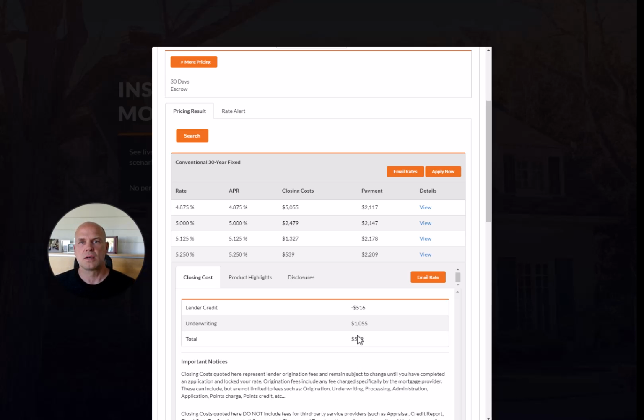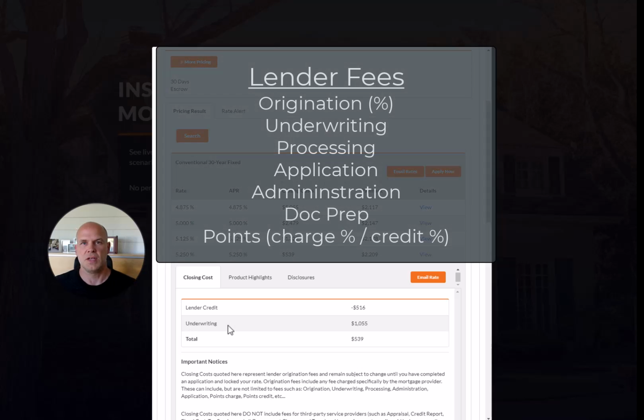Well, you may see quotes from other places that have additional fees. They might have a processing fee, an administration fee, an origination fee. They might have an admin fee or a doc prep fee. All of those fees that come specifically from the lender should be grouped all together here as fees, lending fees, right? So we don't have them broken out into all of those different names, but we do have one, an underwriting fee.